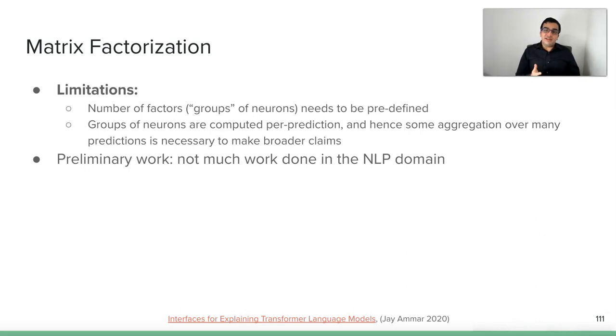However, the number of factors needs to either be pre-decided, or a search needs to be run over various values of this hyperparameter to fully explore the outputs. Another limitation of this method is that the groups are computed per prediction or per input, and changing the input may result in different groups altogether. Hence, one needs to perform some kind of aggregation over a dataset to make broader claims regarding groups of neurons. It is not clear yet how such an aggregation can be performed because matrix factorization is fairly new in the NLP domain, but it is still quite a promising direction.